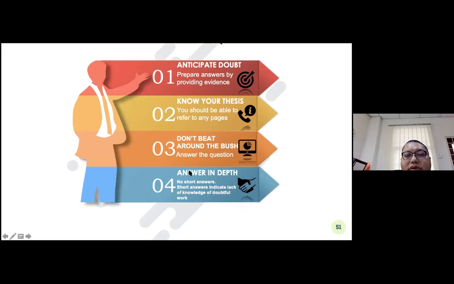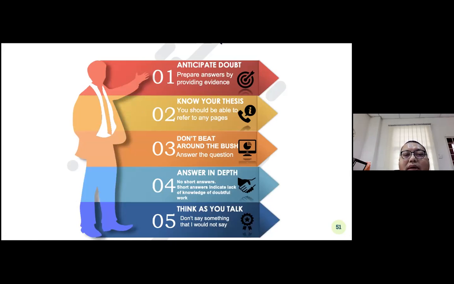So these are some of the tips. Prepare answers by providing evidence. Normally your supervisor will help you. Your supervisor will know what questions they are going to ask, so you need to prepare. During the Viva, you need to bring all your statistical analysis. You need to bring your questionnaire. Let's say you're using a questionnaire, so bring all the questionnaires. If you need to pull a very big bag, then pull a very big bag. You can put it inside your car. You don't have to bring it into the Viva room, but you need to bring it.